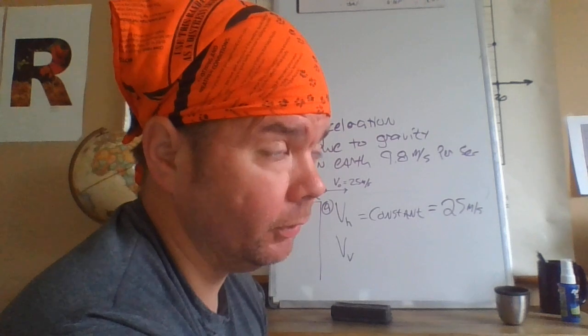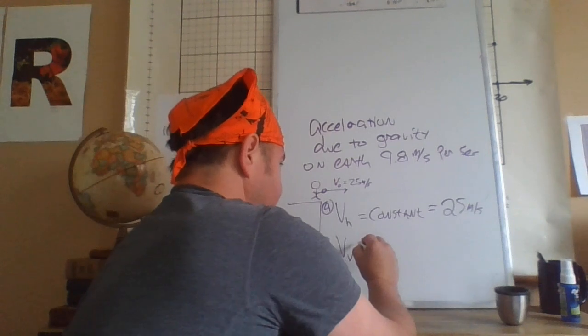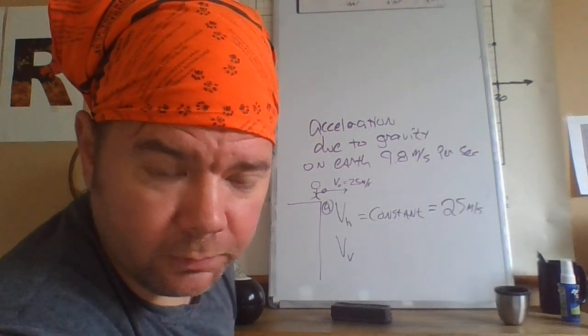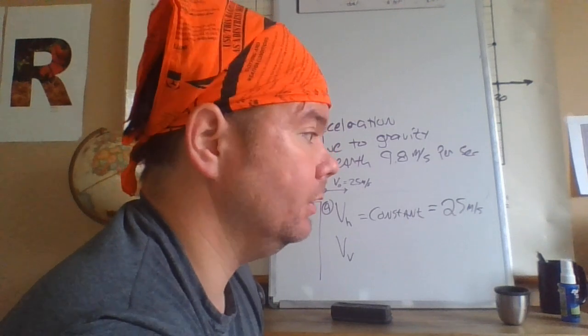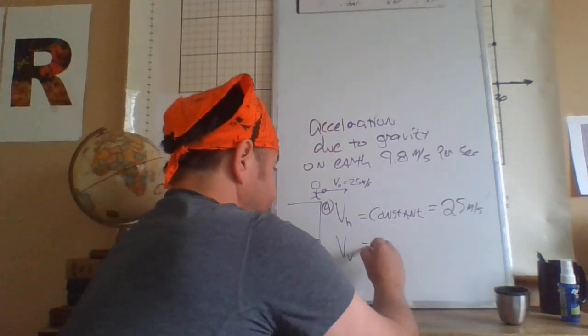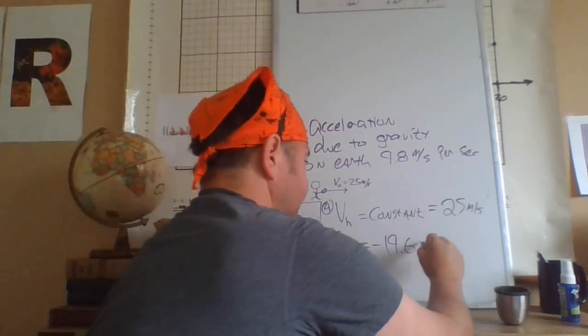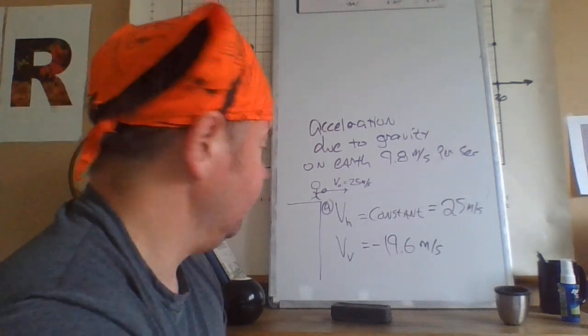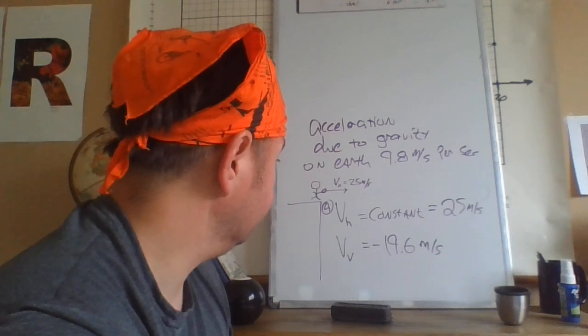At 1 second, the acceleration due to gravity has sped it up in the vertical direction, and now it's going 9.8 meters per second. And actually, we'll say negative because it's moving downwards, okay? So after 1 second, it's negative 9.8. After 2 seconds, it would be, what is that, negative 19.6, did I do that right? Yep, 19.6 meters per second. So part A, there you go. There's the two components of the velocity, okay?